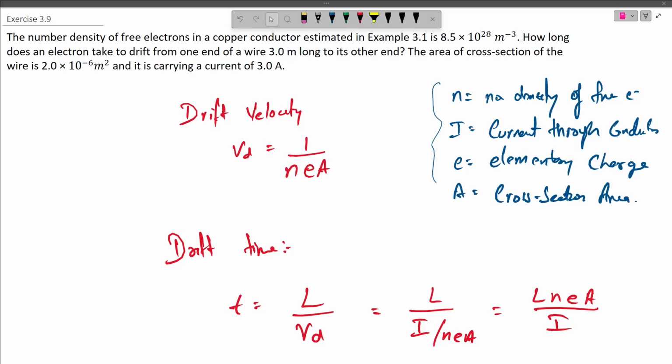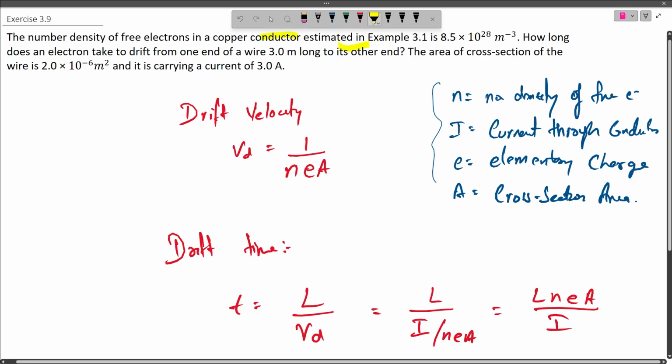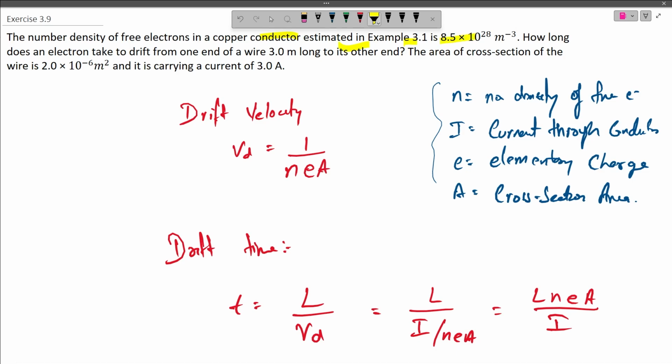The question says that the number density of free electrons in a copper conductor estimated in example 3.1 is 8.5 × 10^28 per meter cube. How long does an electron take to drift from one end of the wire, 3 meters long, to its other end? The area of cross section of the wire is 2 × 10^-6 meter square, and it is carrying a current of 3 ampere.